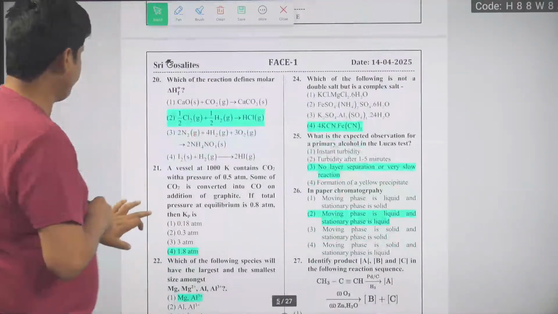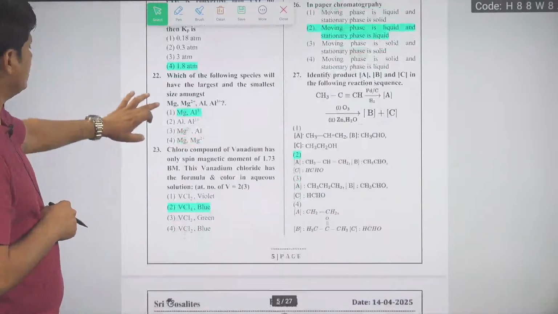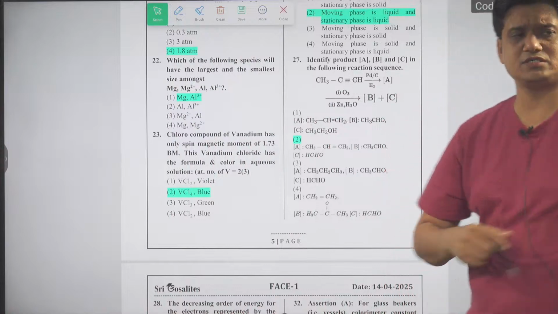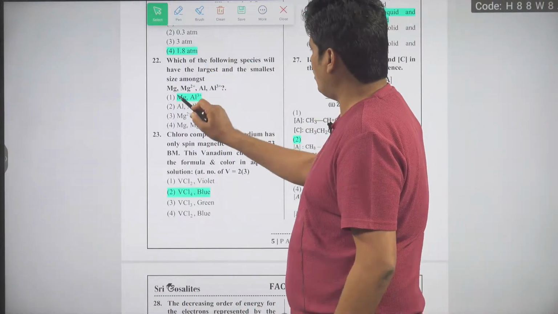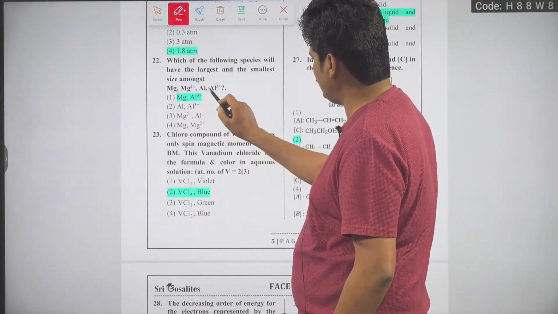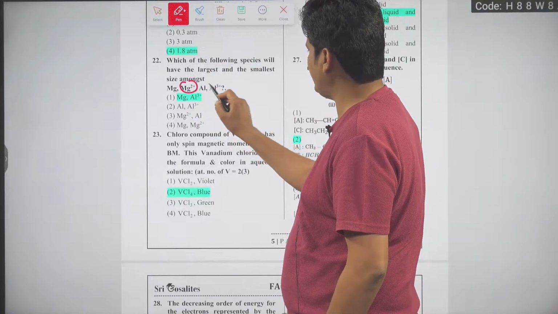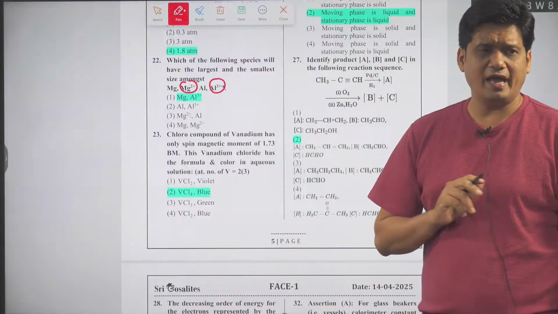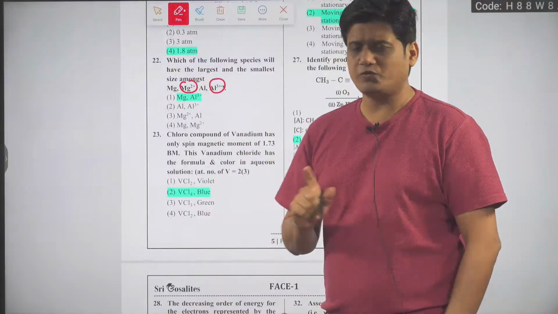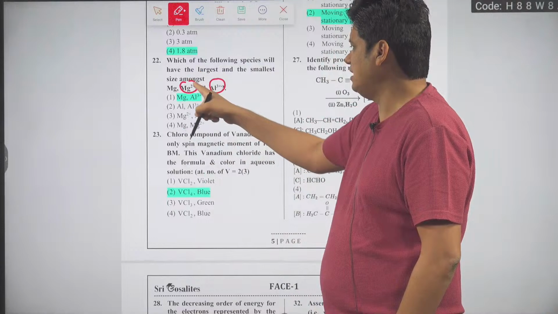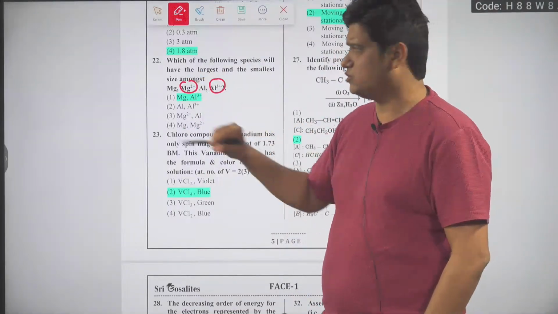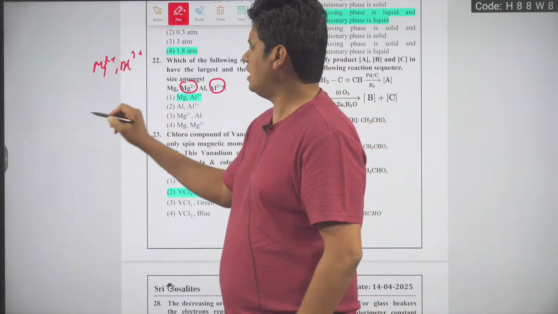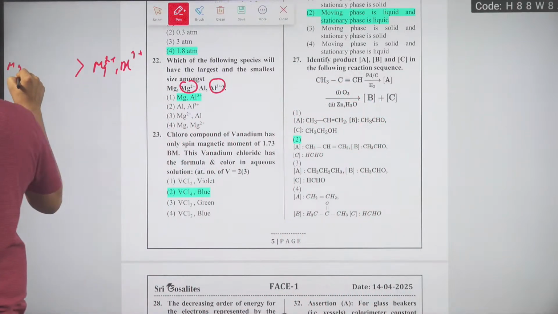Question number 22. Which of the following species will have the largest and the smallest size? Options are given: Mg, Mg2 plus, Al, Al3 plus. Mg2 plus and Al3 plus are cations, and magnesium and aluminium are neutral. They are neighboring elements also. So we can simply answer the cations are smaller than the neutral. So magnesium 2 plus and aluminium 3 plus are smaller than magnesium and aluminium.